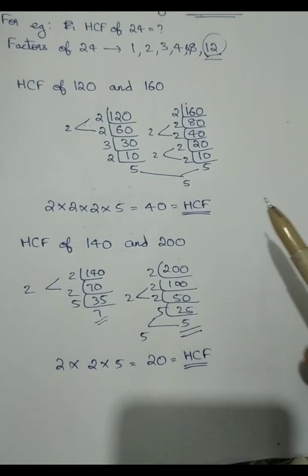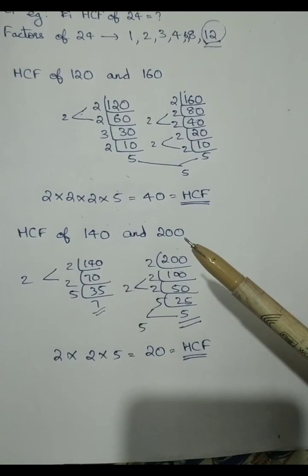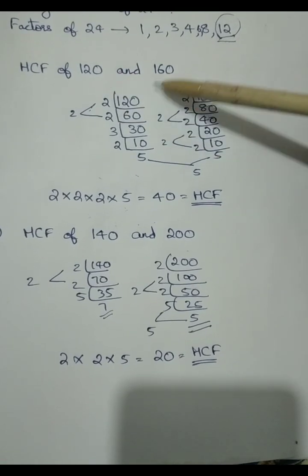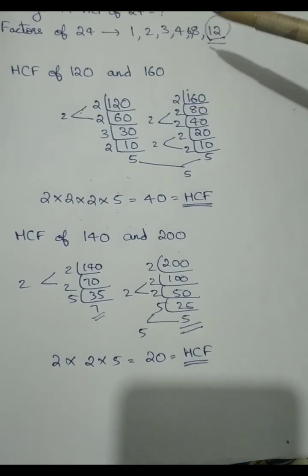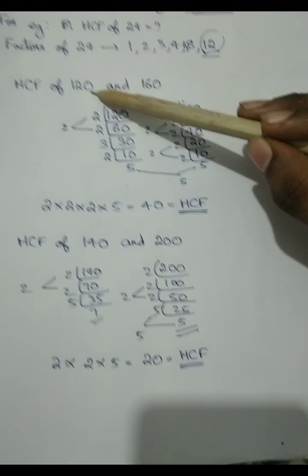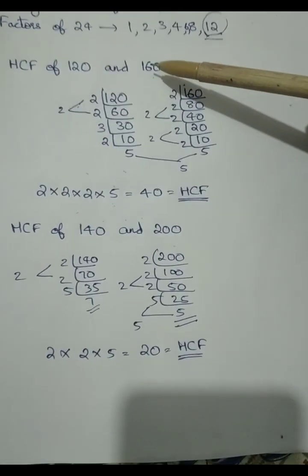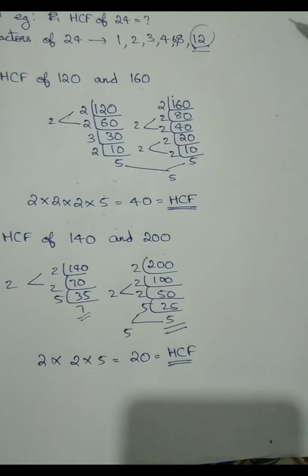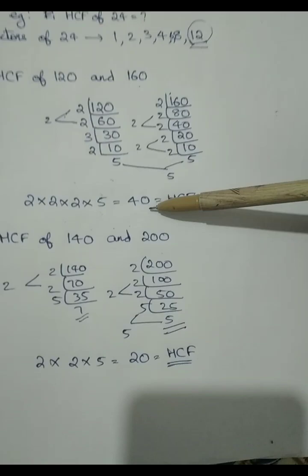Another method that is applicable to all numbers to find the HCF is that we can take the difference of two numbers, and a factor of that difference would be the HCF. For example, if you take the difference between 160 and 120, the difference would be 40. So the answer would be either 40 or one of the factors of 40. So here the HCF is 40.